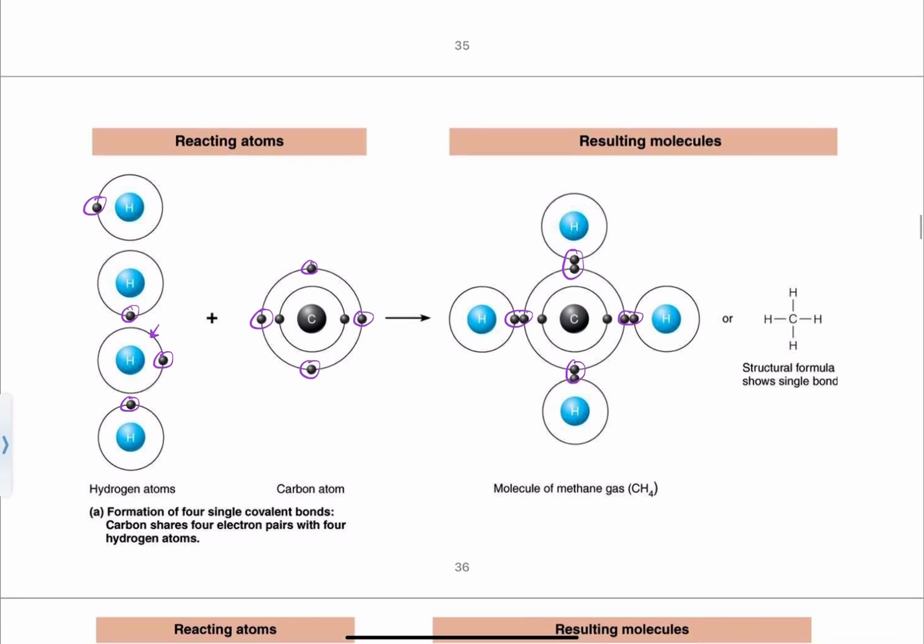This is an example of a non-polar covalent bond, where the electrons that are circled are being shared equally between carbon and hydrogen.